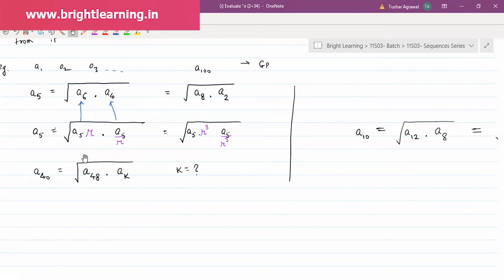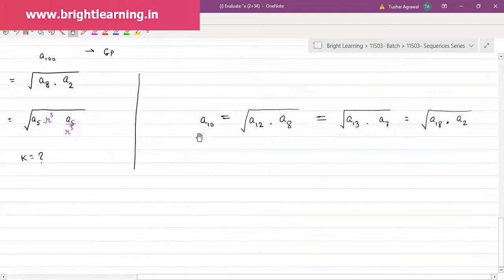The reason for this property is, suppose we want to calculate A10. I can simply write A10 is equal to the square root of the 10th term multiplied by the 10th term. Did I do anything wrong here?